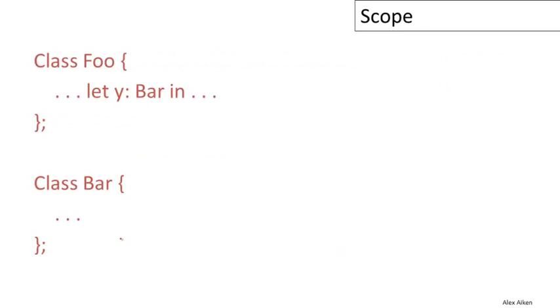So as an example, take a look at this fragment of COOL code here. Here we see that in class foo, we declare y to be of type bar, and then later on, we declare class bar. And this is perfectly fine COOL code. The fact that bar is used before it is defined has no effect on whether the program is correct. This is completely legal COOL code.